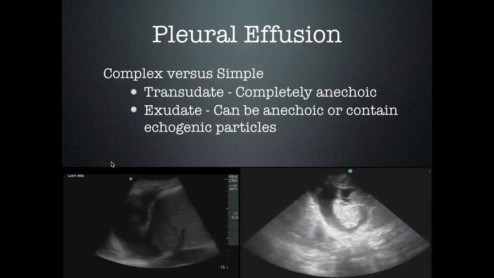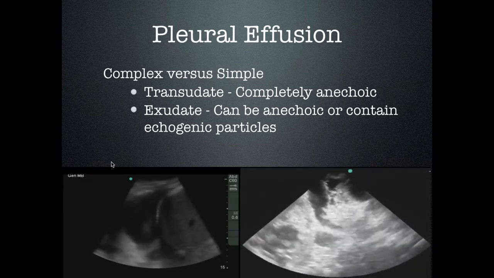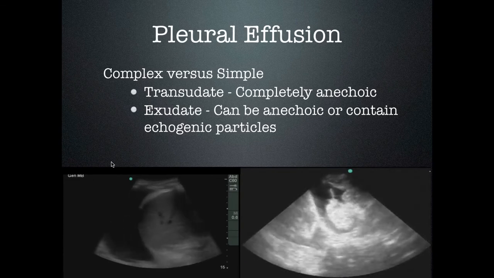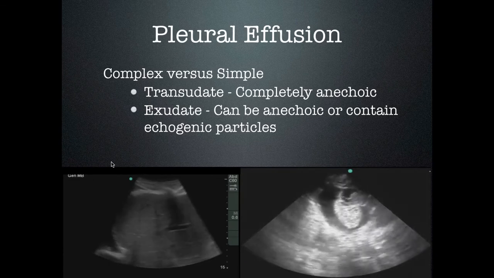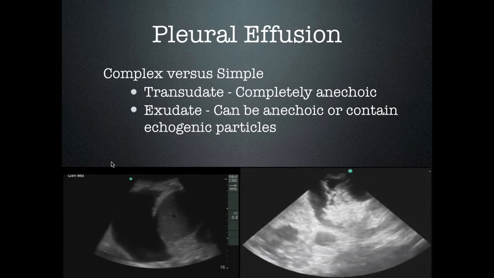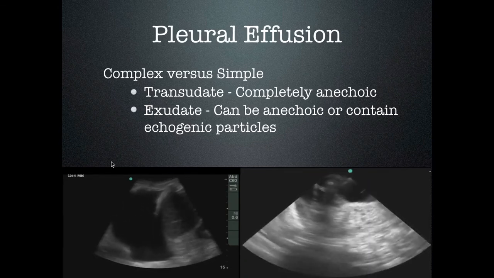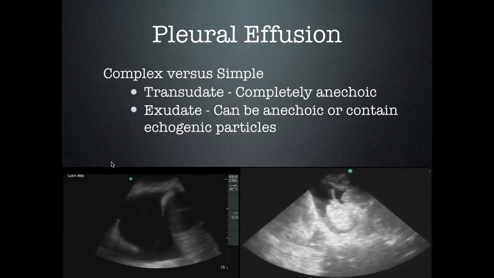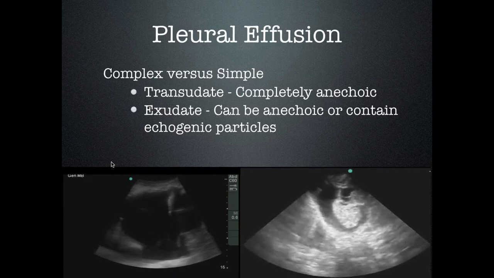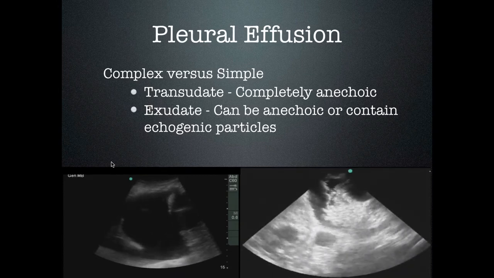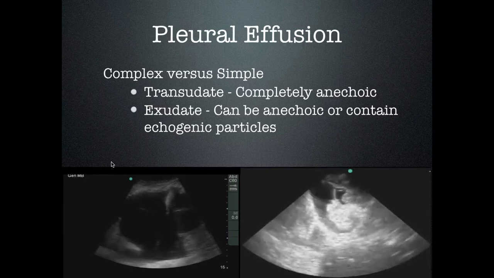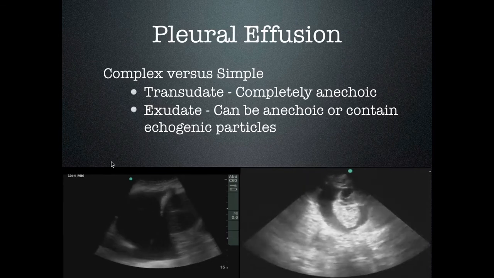Unfortunately, you cannot tell the difference between a transudate and an exudate if it's just a simple pleural effusion, because a simple pleural effusion could be an exudate. However, as we can see in this picture, there's lots of stuff or echogenic particles floating in the pleural effusion, and therefore we know it has to be an exudate. This is an empyema, and this is pus that is coalesced, and we can see it with ultrasound.